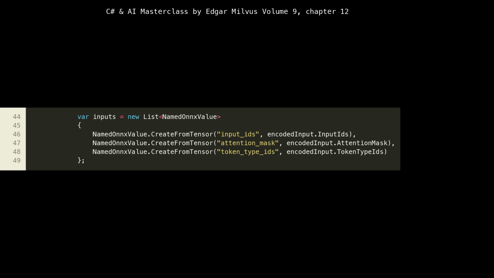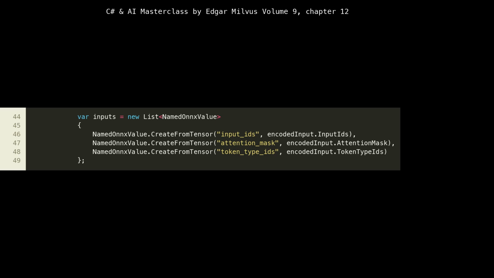Lines 44 to 50 are where we prepare the inputs for our BERT model. We create a list named onnxValue, which is the expected input format for InferenceSession.Run. BERT models, by design, typically require three specific inputs: input_ids, attention_mask, and token_type_ids. These are directly created from the encoded input generated by our tokenizer. Input_ids are the numerical representations of our tokens. Attention_mask tells the model which parts of the input are actual tokens and which are padding, allowing the model to ignore padding during attention calculations.